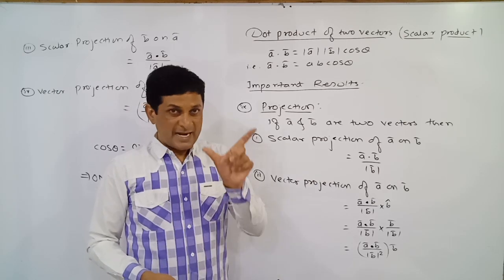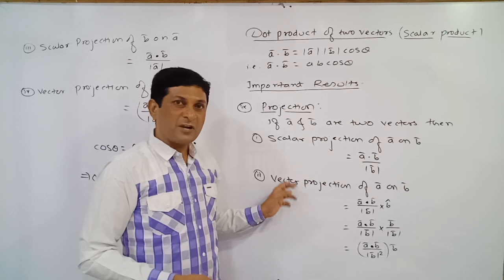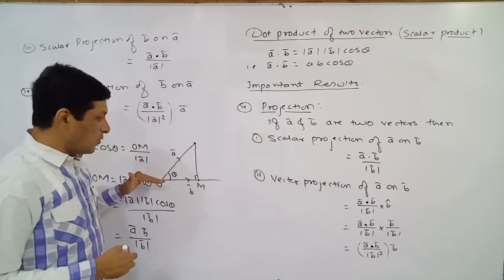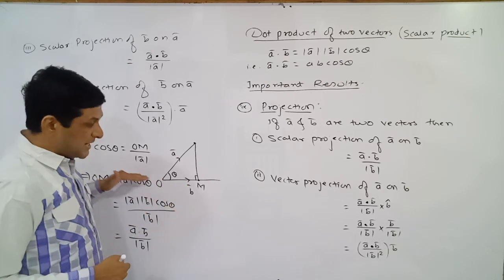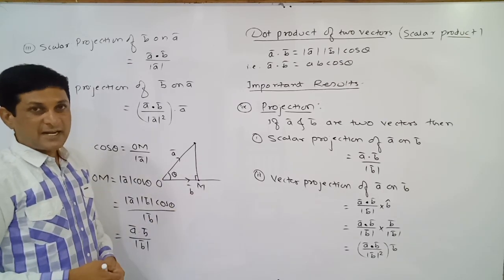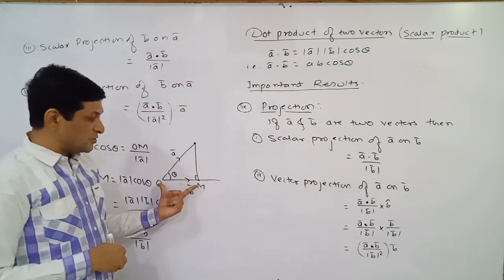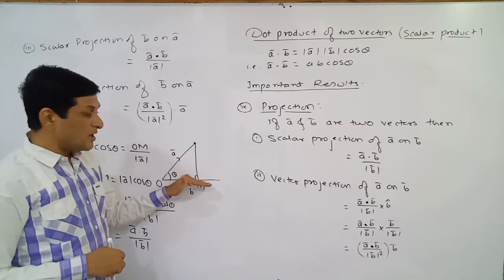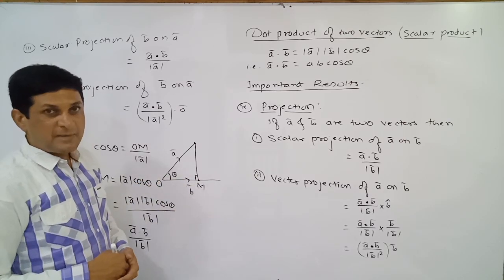Number, that length of OM. Now, if we want the projection in terms of vector, then we have to find the vector along OM bar. Which is the vector along OM bar? B bar. But we know that infinite vectors are there in this direction. So we want such a vector whose magnitude is OM, but direction is B bar. And we know that the unit vector along this B bar will be B cap.